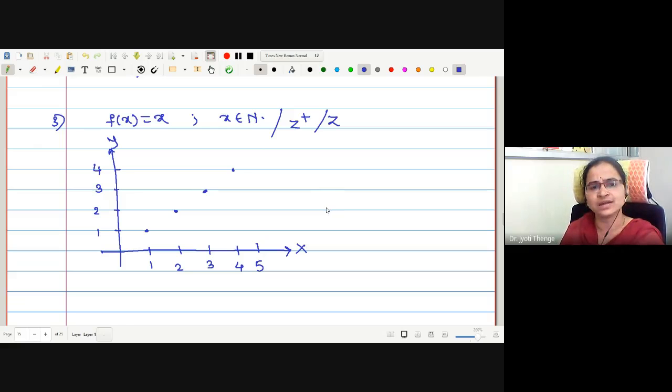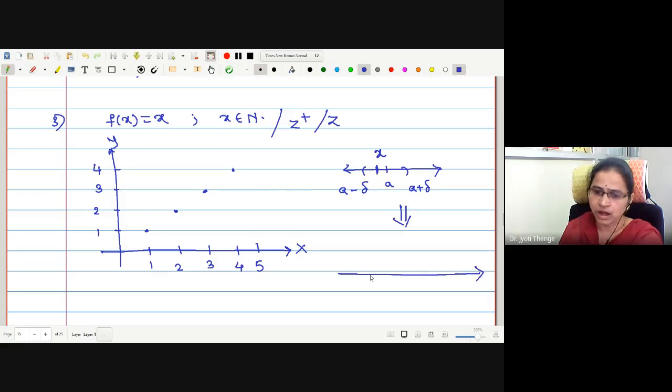Now, one has to check the continuity of this function. Instead of taking this example, one can explain in general what the definition of continuity is saying to us. Whenever we have a delta neighborhood around a point a, then whenever a point x is in this neighborhood, its image must fall in the interval f of a minus epsilon to f of a plus epsilon.